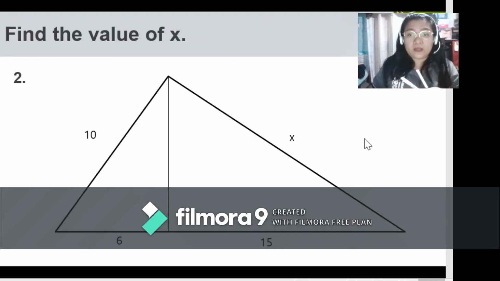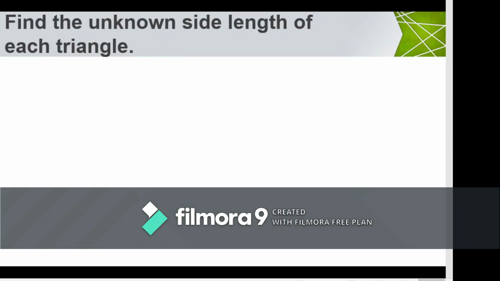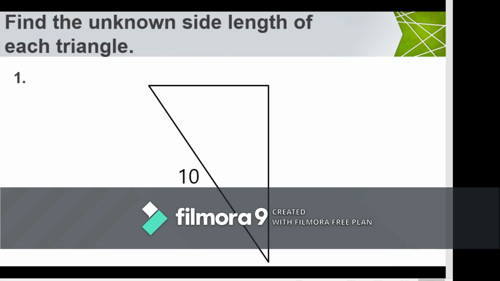Now I will be giving you other activities for your practice. Later, for the next video, I will show you how to solve them. For your practice, number 1, find the unknown side length of the triangle. The hypotenuse is 10. The altitude is 8. So you're going to look for the value of the base, x.